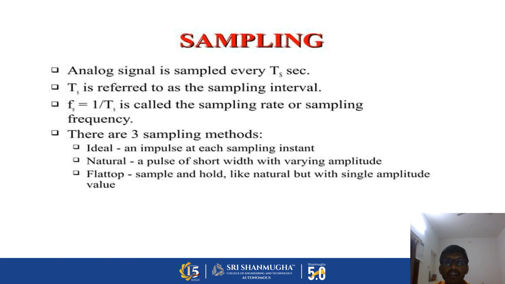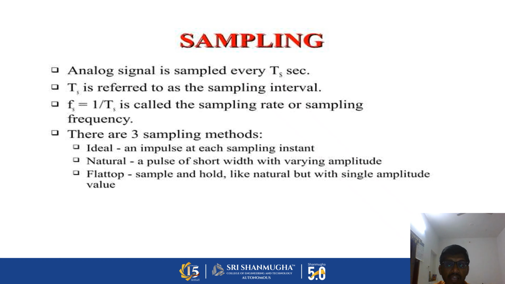Next, sampling. What is the meaning of sampling? The analog signal is sampled at every sampling interval. The sampling time or sampling interval is what is called sampling. Ts refers to the sampling interval. The sampling frequency is inversely proportional to the sampling interval, and that is called the sampling rate.